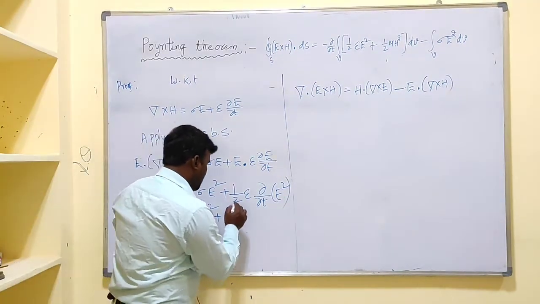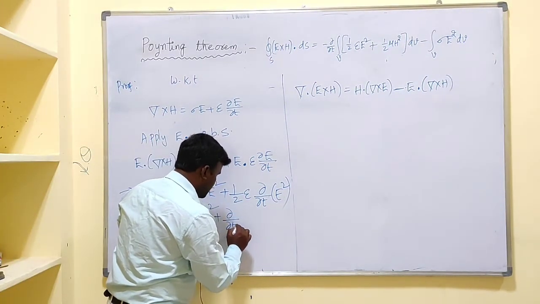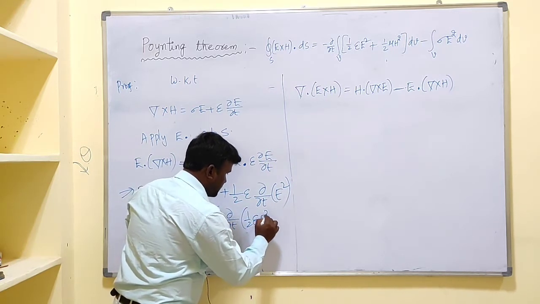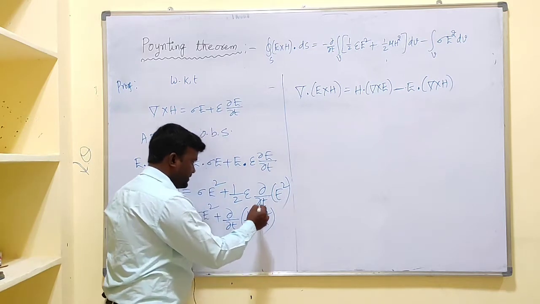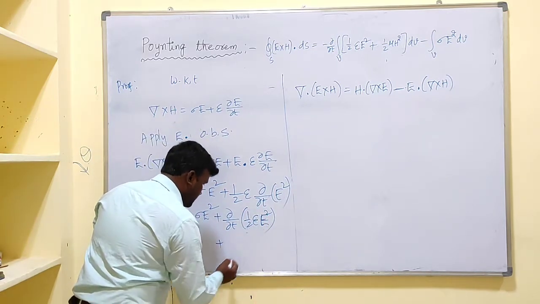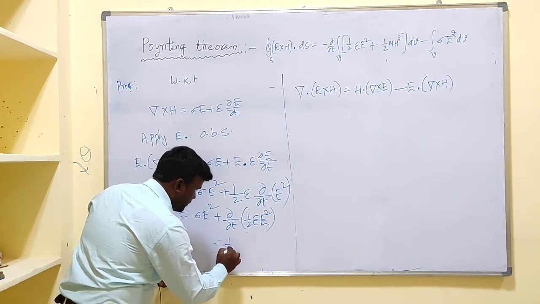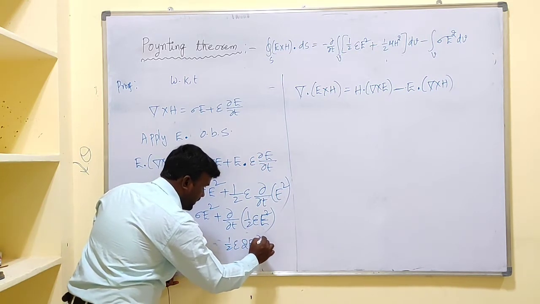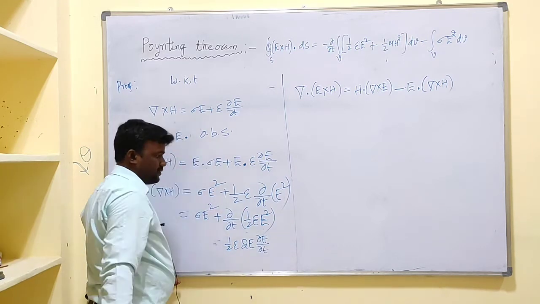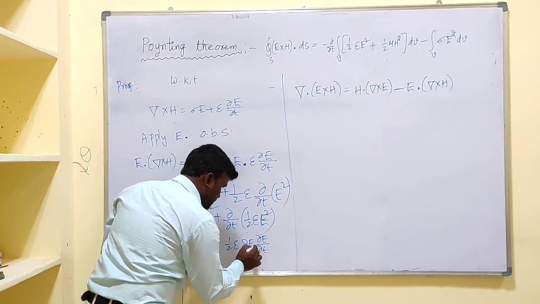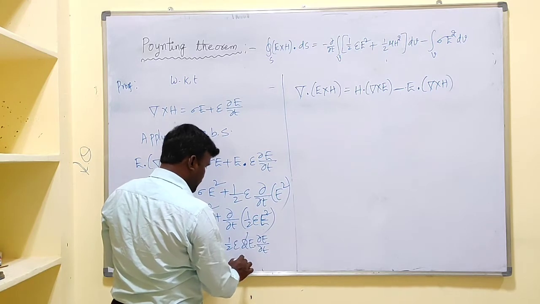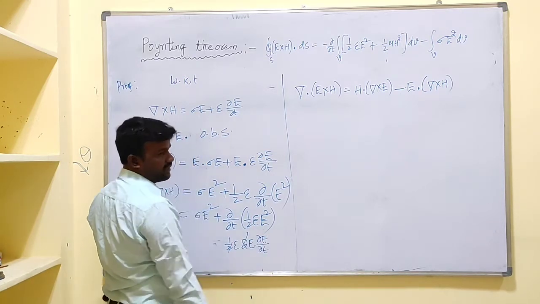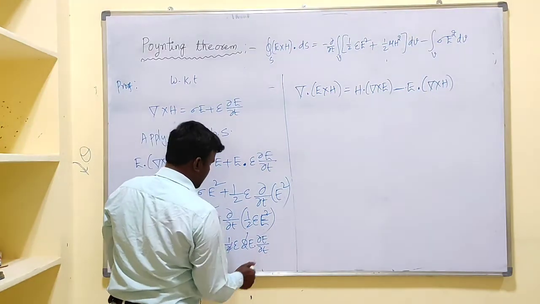Okay, as 1 by 2 is constant, we can write it like this: ∂/∂t of (1/2 ε E²). If you perform the differentiation, the derivative of E² is 2E ∂E/∂t, so the 2 and the 1/2 cancel, giving ε E ∂E/∂t.